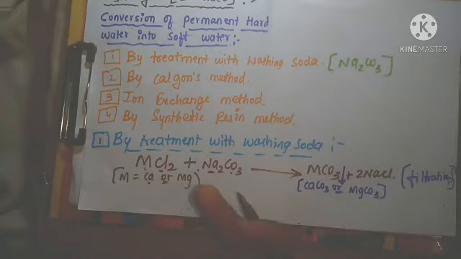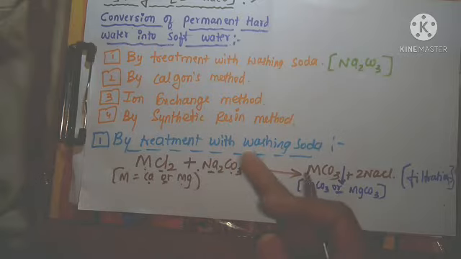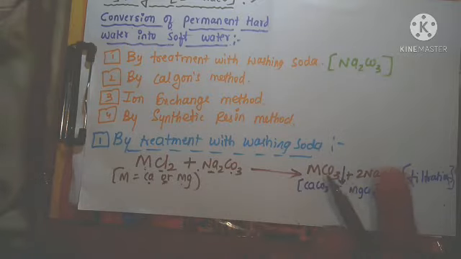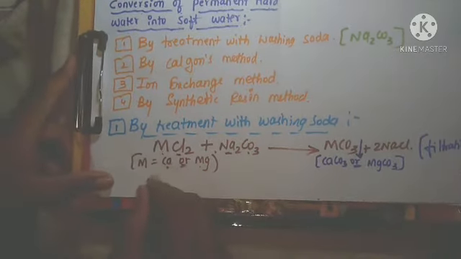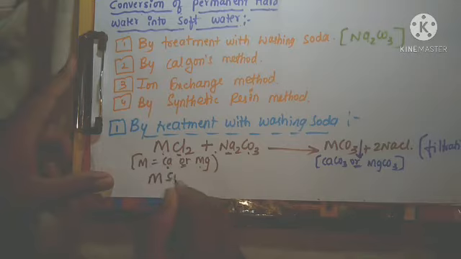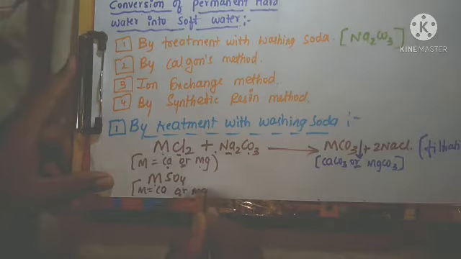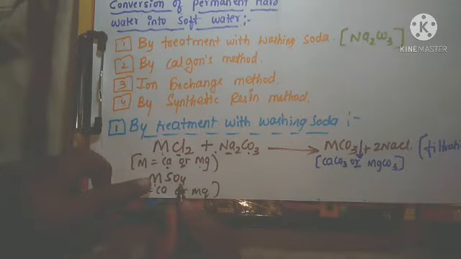Sir, if it is sulfate, maybe calcium sulfate or magnesium sulfate, present in the permanent hard water, then how to soften it? How to convert into the soft water? Same process. Just check the reaction here. When calcium sulfate, M means maybe calcium or magnesium. If M is calcium, calcium sulfate. If M is magnesium, magnesium sulfate.